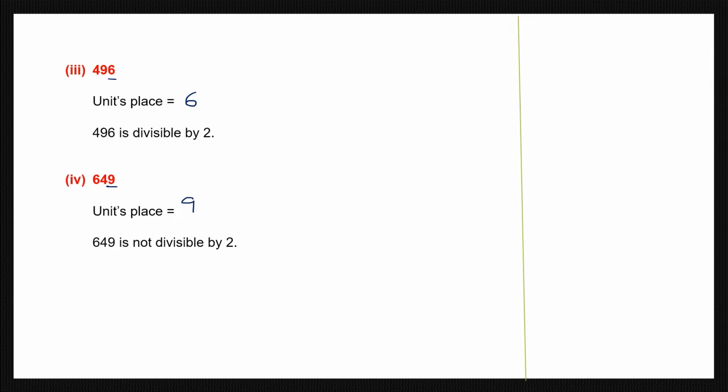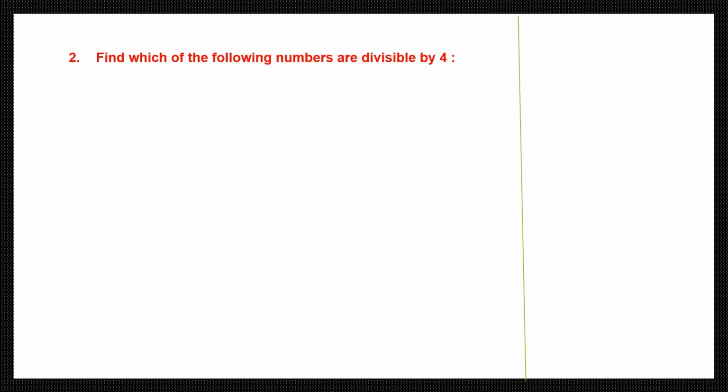So that is the test for 2. You have to see the digit in the units place. For each number, the test is different. So now we're going to check and see which of the following numbers are divisible by 4. For 4, we have another test. Let's see what the test is. The question is 222. If we divide this by 4, will we get a remainder 0? Is it completely divisible by 4? So we're going to do a test without dividing.